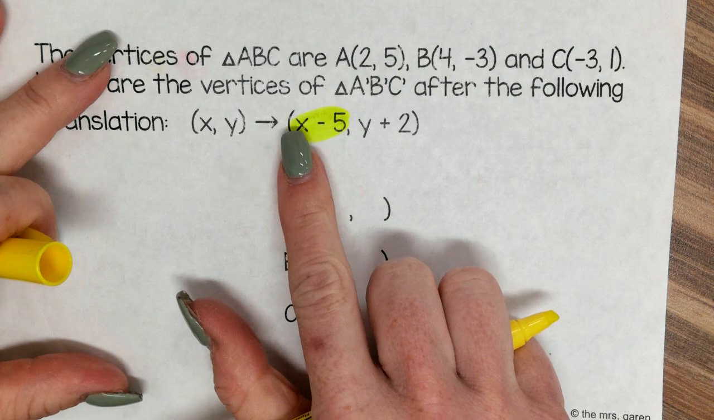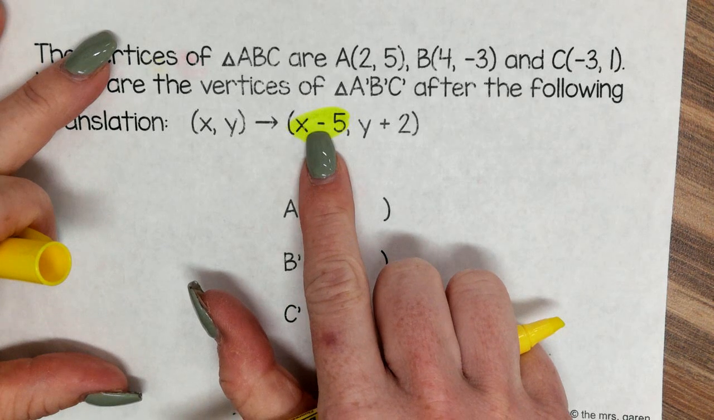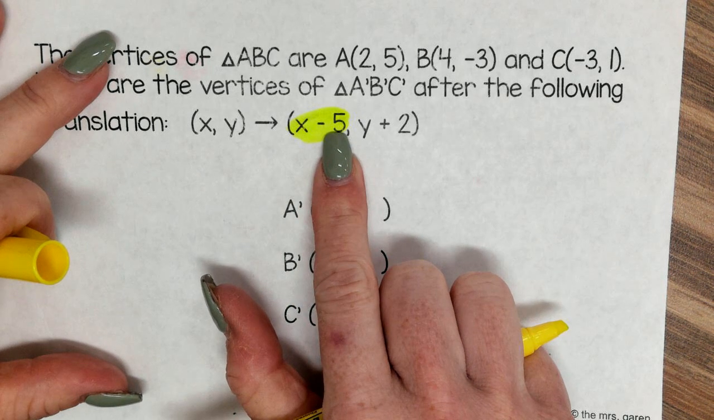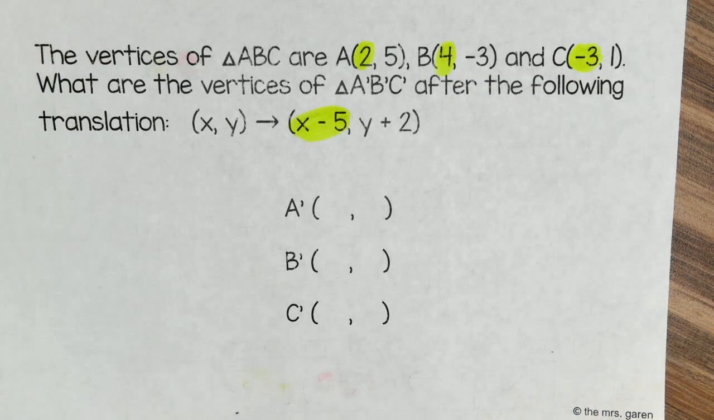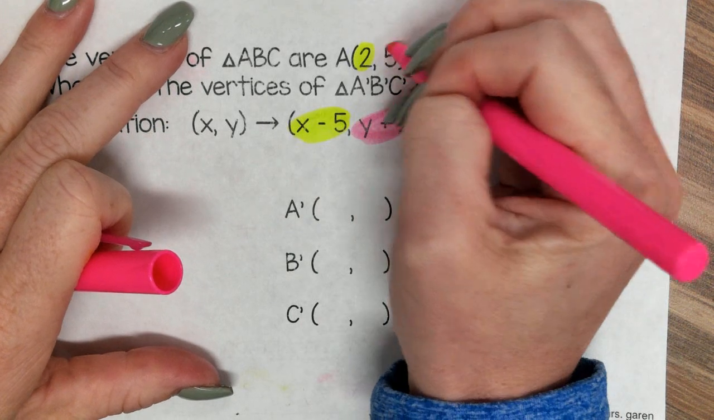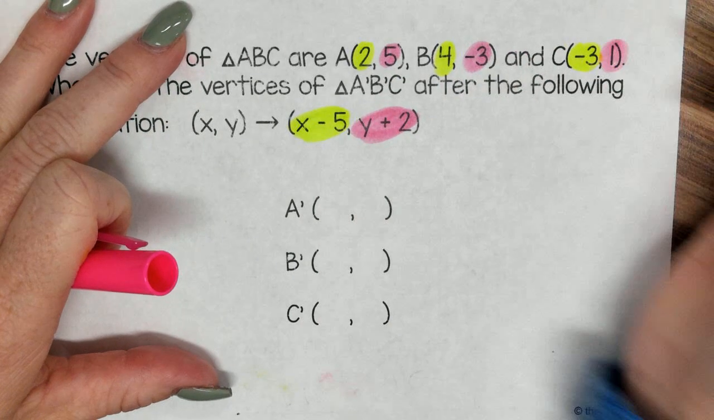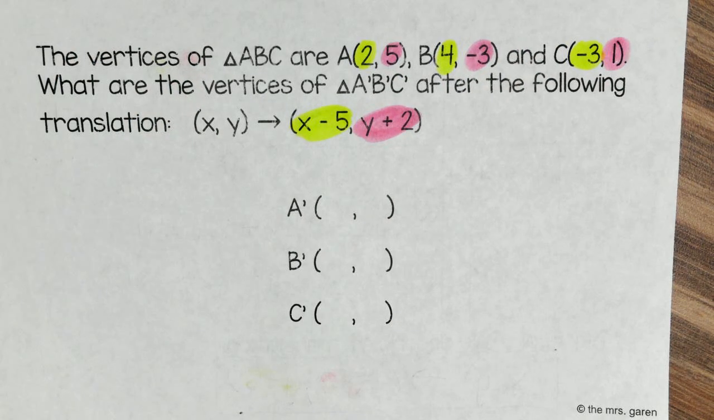So what am I doing to every single X? Subtracting 5. So this is an X, this is an X, this is an X. All of those, I'm going to have to subtract 5 to get the new X. Do y'all agree? What am I going to do with the Y values? Add 2. Notice that I color coordinated it just to help me see it better.